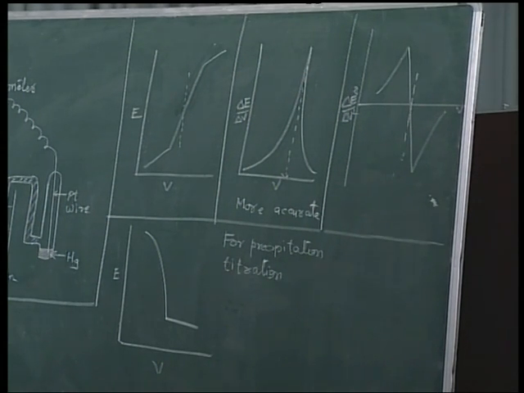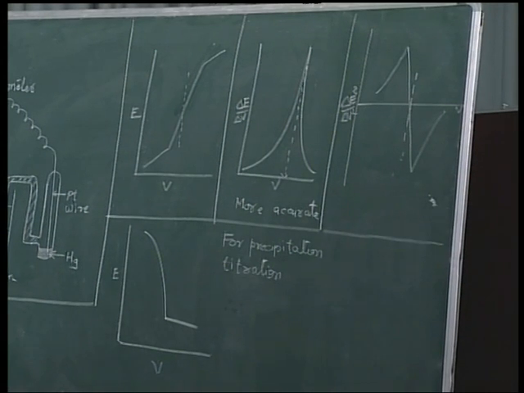And in the third graph, we have delta E square by delta V square versus V. This graph also indicates an endpoint, but the more accurate graph is delta E by delta V.